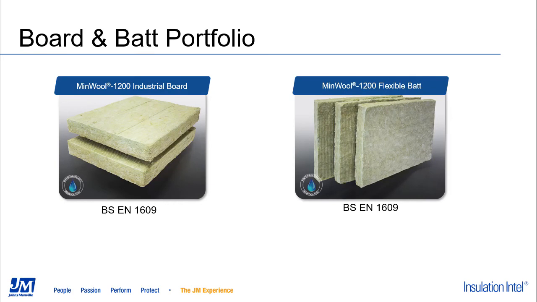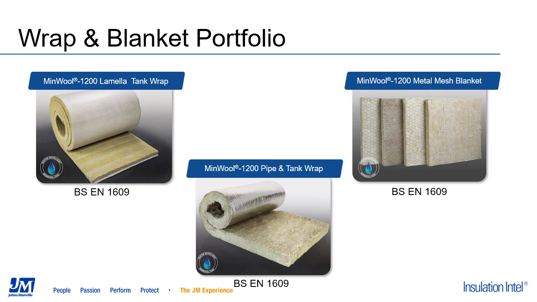Trying to wrap up real quick on the products within the mineral wool portfolio. We do also have some board and batt products, also tested to BS EN 1609 for water absorption. We have an industrial board product as well as a flexible batt. And then we also have some wrap and blanket products, our lamella tank wrap, our pipe and tank wrap, both of which are faced products, as well as a metal mesh blanket.